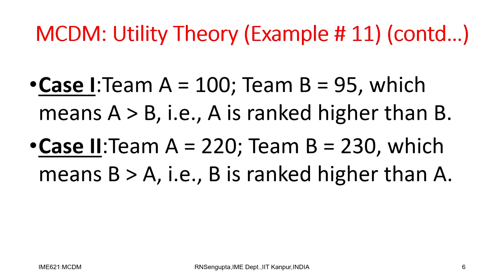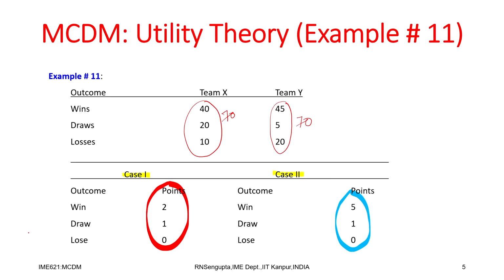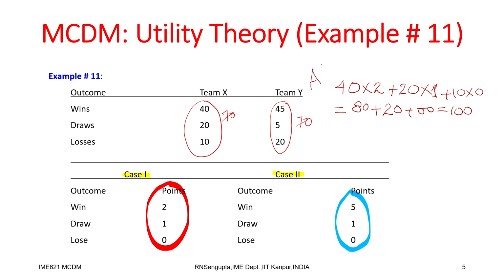Now, let me do it for case 1. The corresponding values are given, so I will just do the calculations. For team X under case 1, it is 40 into 2 plus 20 into 1 plus 10 into 0. Obviously, 0 point is for all the losses. So, the score is 80 for wins, 20 for draws, 0 for losses, and the total score is 100, which is for X under case 1.